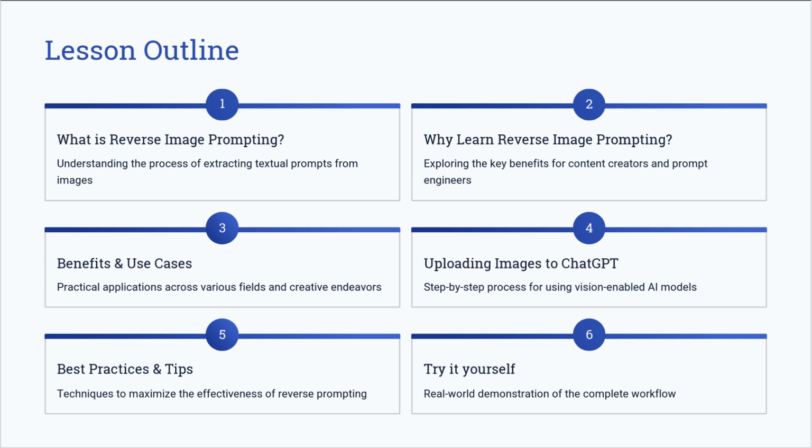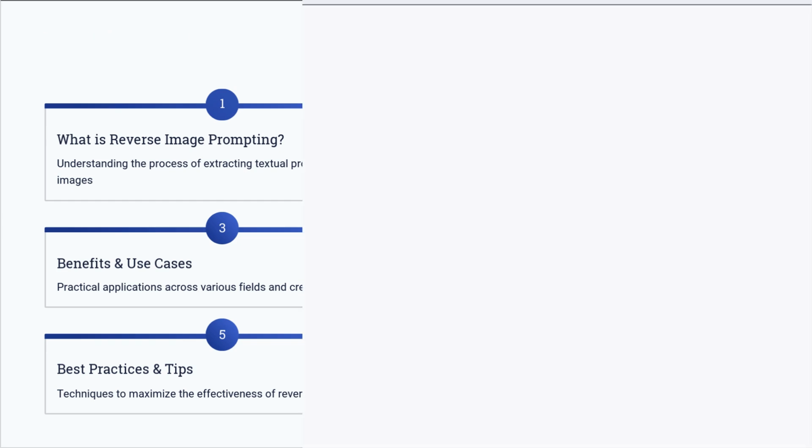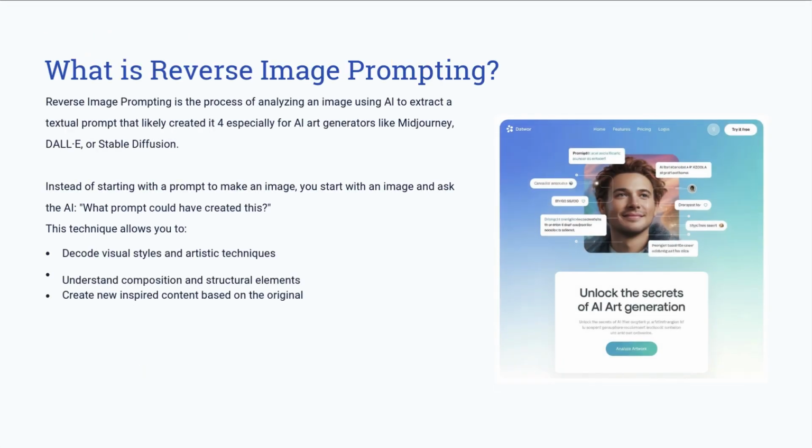Then, we'll look at some real-world benefits and use cases, so you know how and where to apply this skill. After that, I'll walk you through how to upload images into ChatGPT or any vision-enabled AI tool, step by step. We'll also go over some best practices and tips, little things that make a big difference in your results. And finally, we'll wrap it up with a practical example. I'll show you the full process in action, from image upload to prompt extraction. Let's get started.